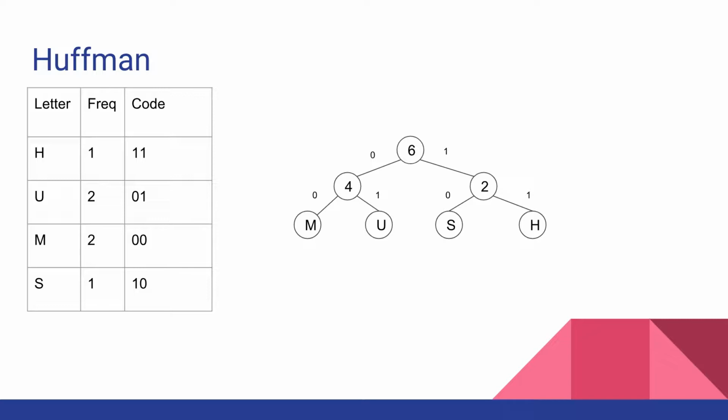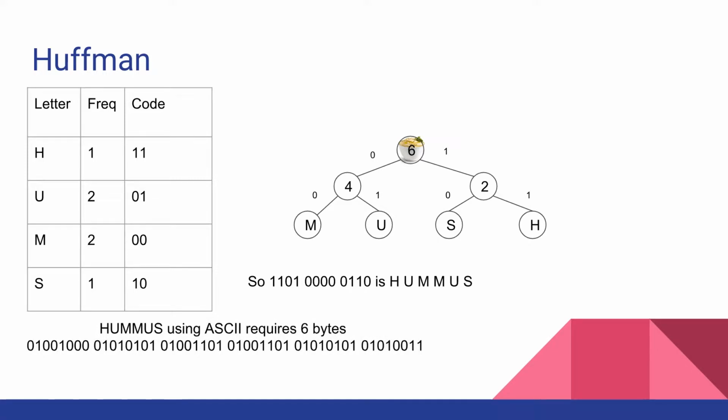For instance, when we use this Huffman tree to decode the sequence 1, 1, 0, 1, 0, 0, 0, 0, 0, 1, 1, 0, we get the string hummus. If we use ASCII to store the word hummus, we get that it requires 6 bytes or 48 bits of information, while our Huffman encoded version only needs 12 bits.